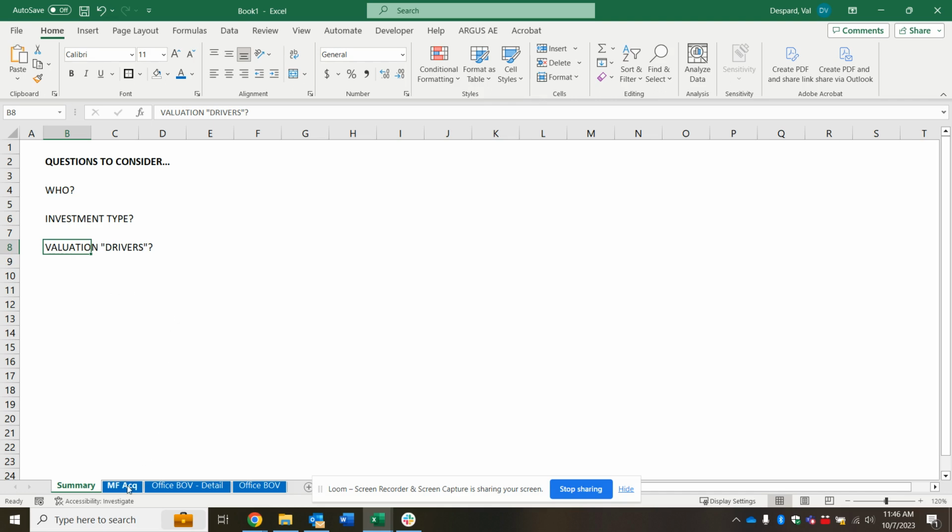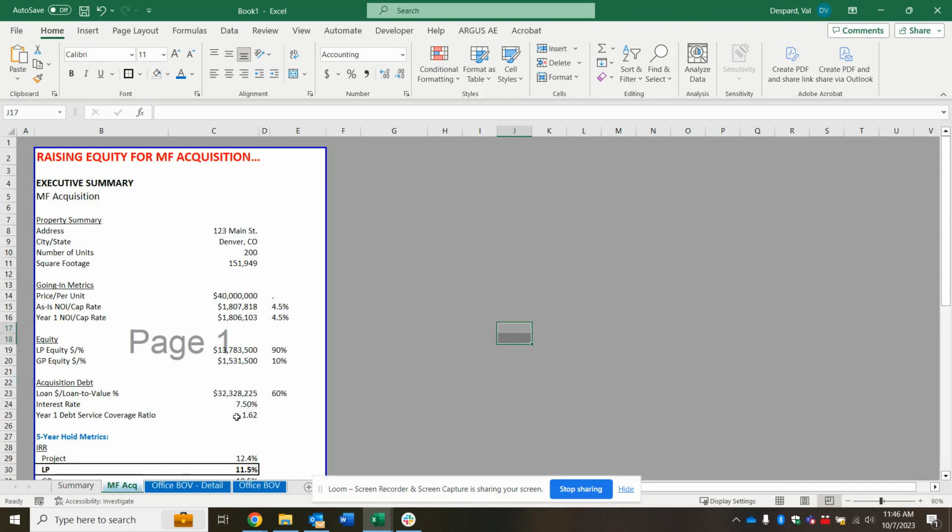And I think too often, like I said, we fall into just using the same template over and over again. So here's an example of something that's pretty simple. It's got some key info up here: address, number of units, and some going in metrics. It's a value add. So this would be an example for a value add multifamily acquisition.